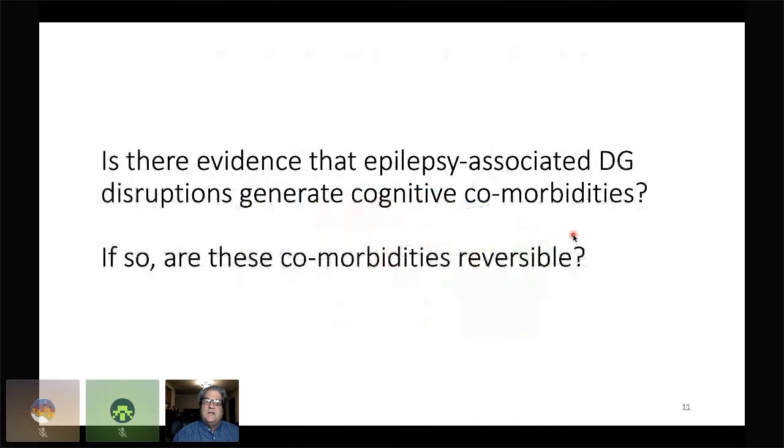Now, the questions I'd like to address, given this background, are, first, is there evidence that epilepsy-associated dentate gyrus disruptions generate cognitive comorbidities? And if so, are these comorbidities reversible? So should we be taking the dentate out if it has maintained function? And if we leave it in, is there something we can do to block this aberrant function?